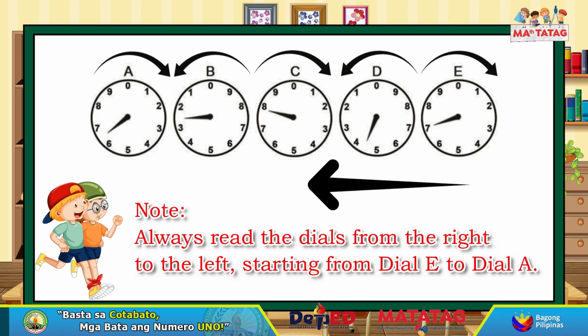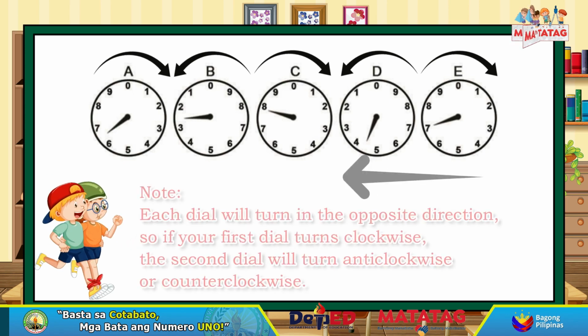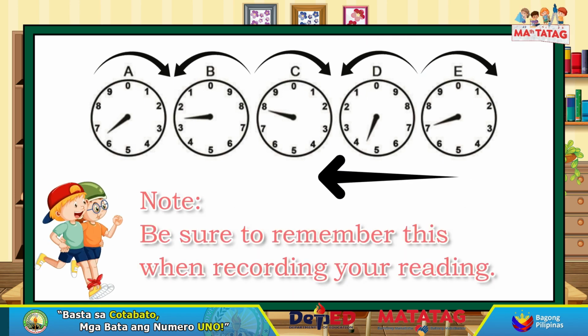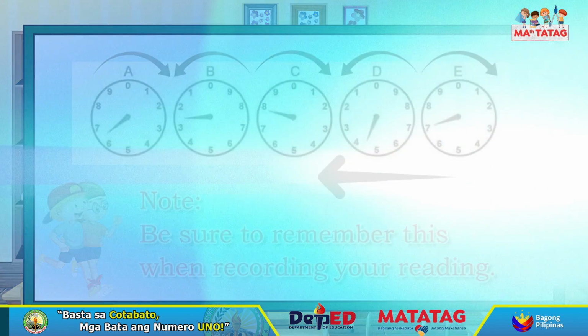Note, always read the dials from the right to the left, starting from dial E to dial A. Each dial will turn in the opposite direction. So, if your first dial turns clockwise, the second dial will turn anti-clockwise or counterclockwise. Be sure to remember this when recording your reading.